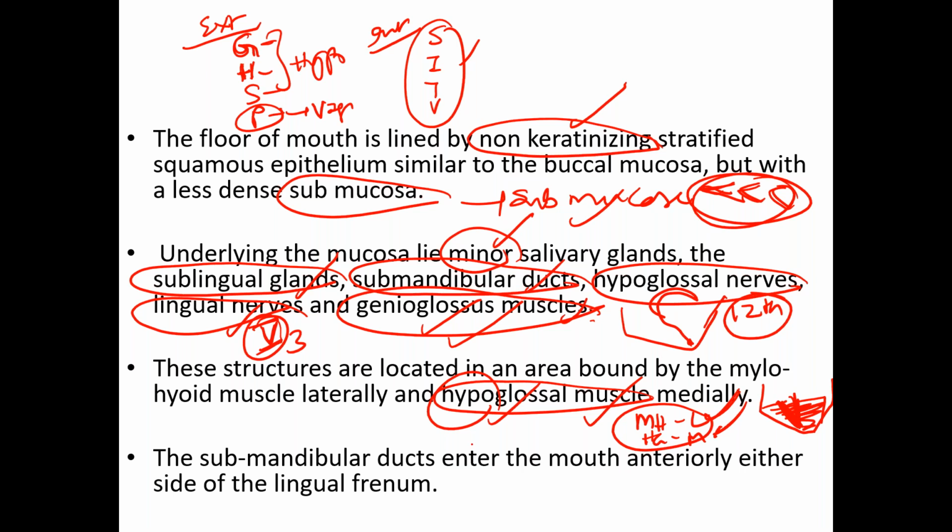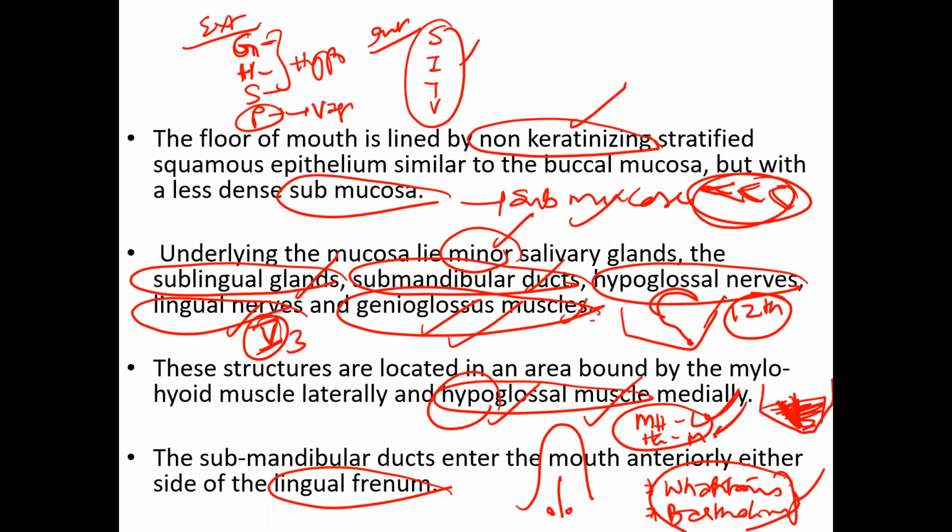The submandibular duct enters at the lingual frenulum. So you should know that the submandibular gland opens separately and the sublingual glands open separately, or they can open combined. The submandibular duct is Wharton's duct, and the sublingual duct is called Bartholin's duct. They can open separately or together. All these things you should keep in mind.